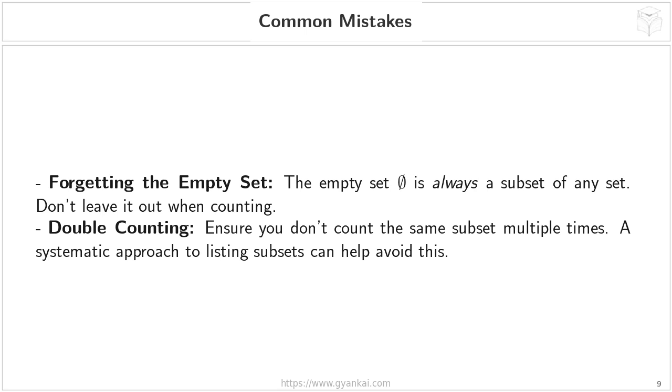Imagine you list x, y, and then later list y, x. Those are the same subset. To avoid this, always list your subsets in a consistent order. For example, always list the elements within each subset alphabetically, or from smallest to largest. This will help you visually identify and avoid duplicates.